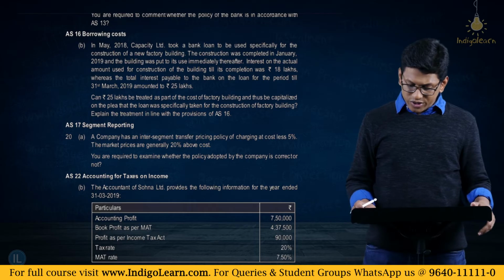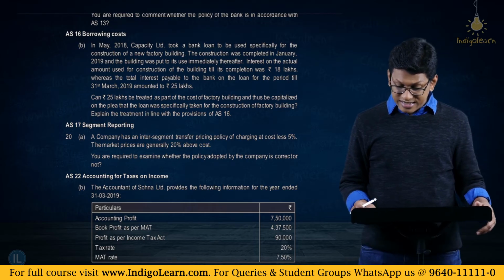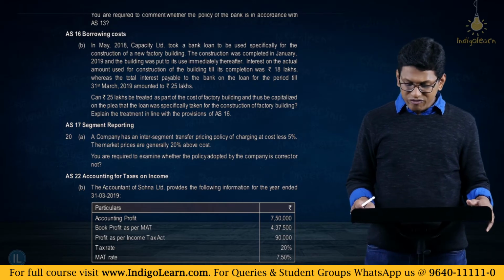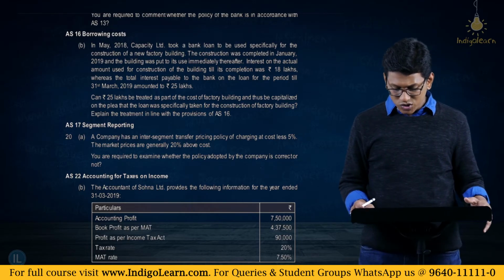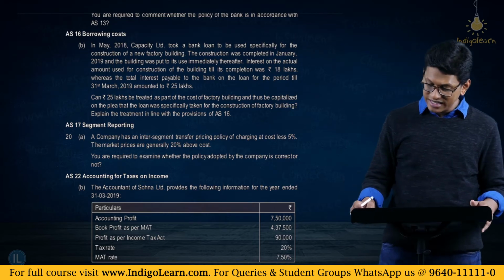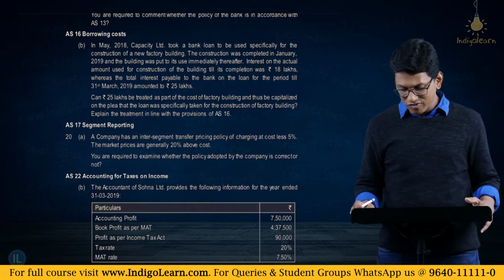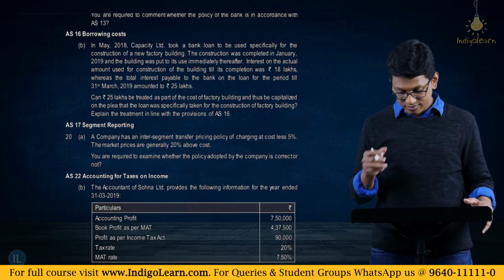Interest on actual amount used for construction of the building till its completion was 18 lakhs, whereas total interest payable to bank on the loan for the period till 31st March 2019 amounted to 25 lakhs. Can 25 lakhs be treated as part of cost of factory building and thus be capitalized on the plea that loan was specifically taken for the construction of factory building? Explain the treatment in line with provisions of AS 16.